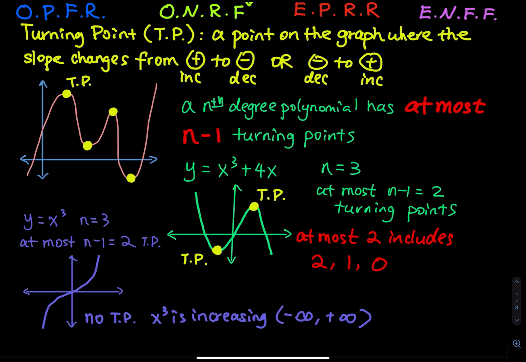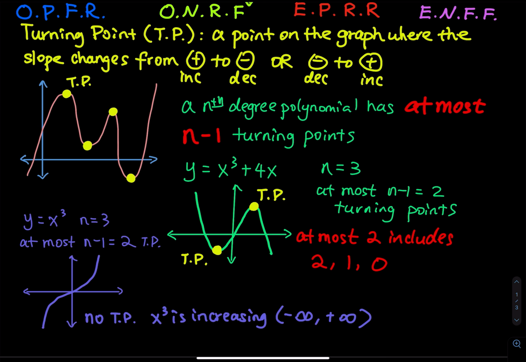But according to the logic, this third degree polynomial x to the third has at most n minus 1, which is equal to 2 turning points. But in fact, when you check out the graph, there is no turning point because x to the third power is increasing the entire time. So there is no turning points. But you might say, hey, you just calculated 2, but you say no. That makes sense because that's why we use the words at most, and that's why I put the at most in red. At most 2 means including 2, including 1, including 0.